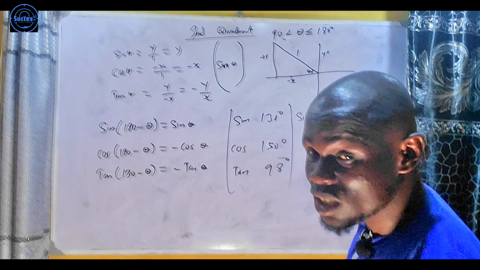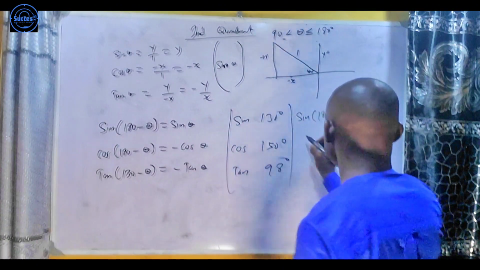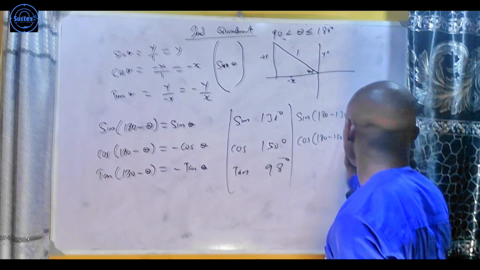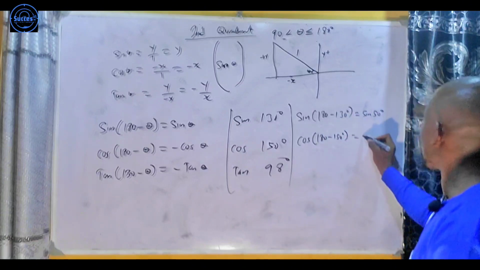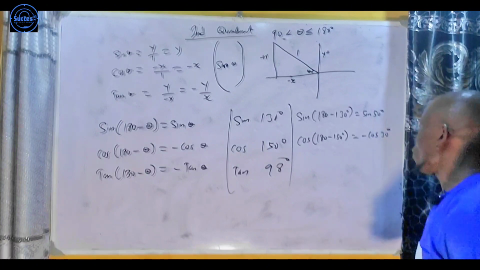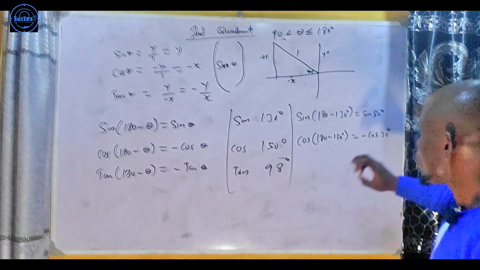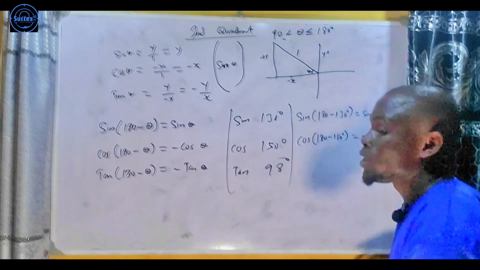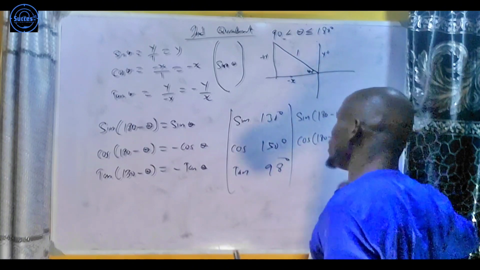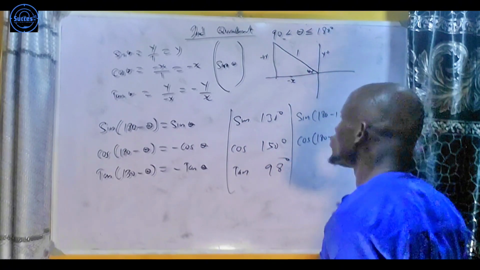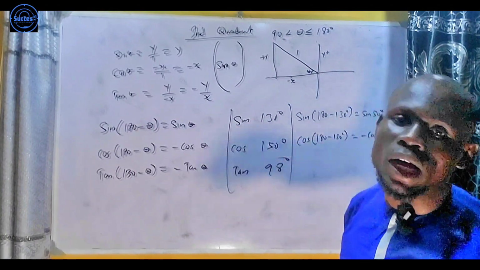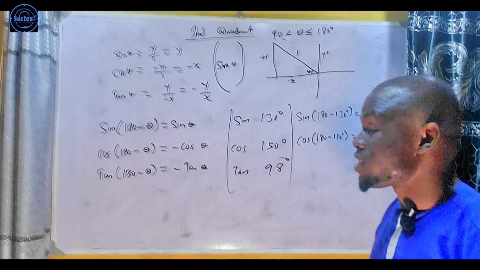That is equal to sine 130 degrees. And the same thing here, cos 150 degrees. This will be cos (180 minus 150) degrees, which is the same thing as minus cos 30 degrees. What this means is that cos 150 degrees is the negative of the cos 30 degrees that you find in your first quadrant. Don't forget, your cos 30 degrees is root 3 over 2. So here cos 150 is minus root 3 over 2. Do you get the logic? It's as simple as that.